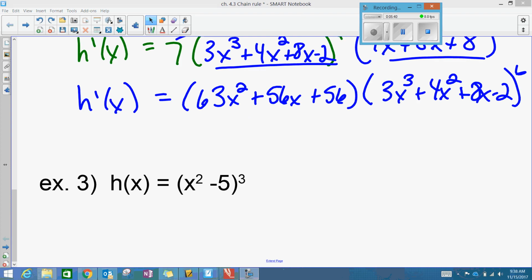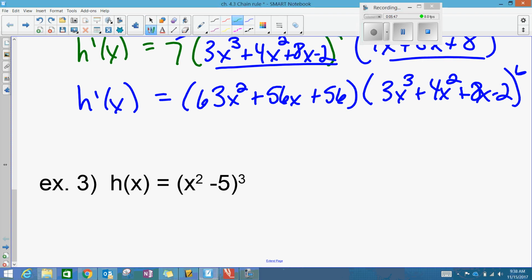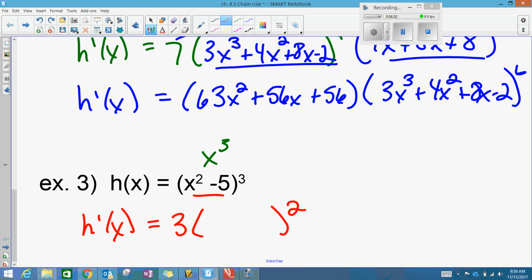Okay, now let's try another one. So again, we look at this one. It's a composite function. We can think of the outside as being x to the 3rd, and the inside being x squared minus 5. So we take the derivative of the outside first, which would bring down the 3, subtract 1, and make it squared. Bring down what's inside, x squared minus 5. Then multiply by the derivative of the inside, which in this case just becomes 2x.